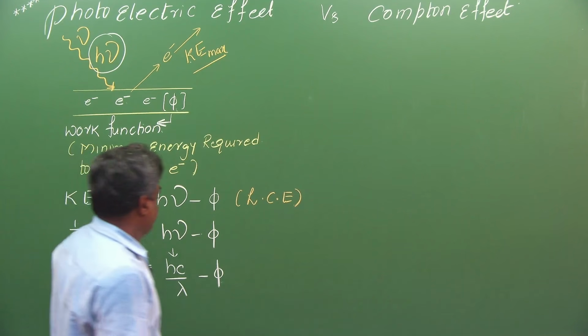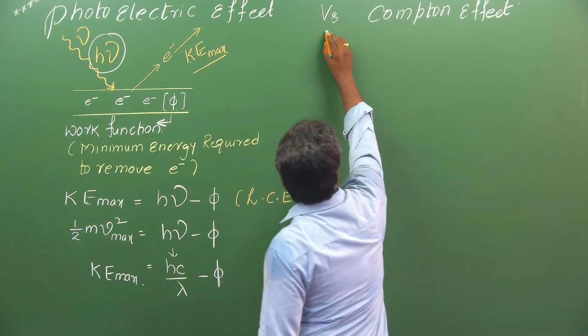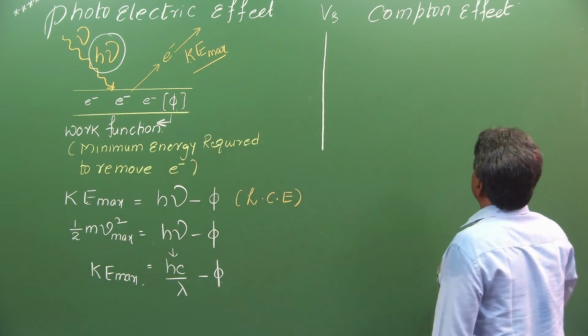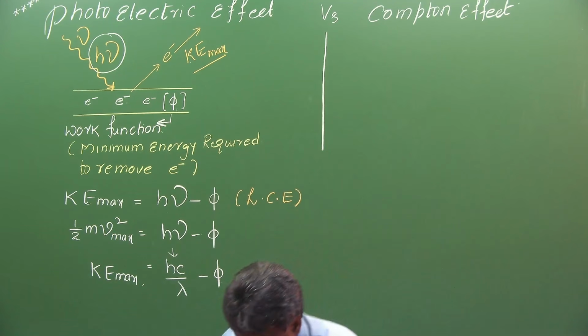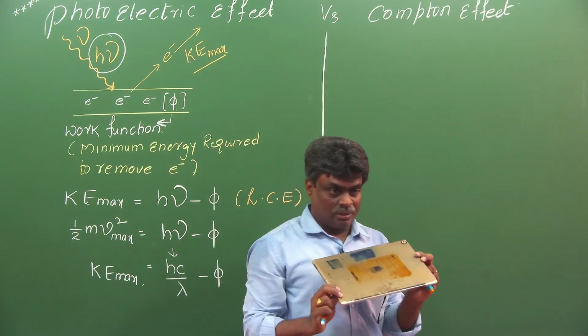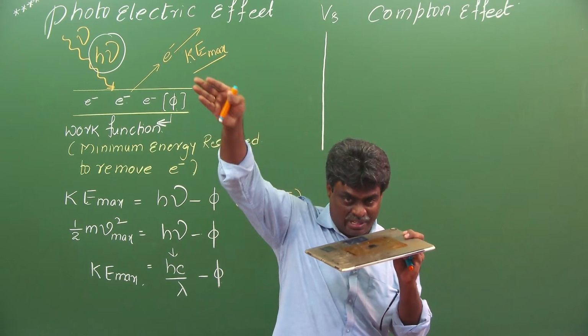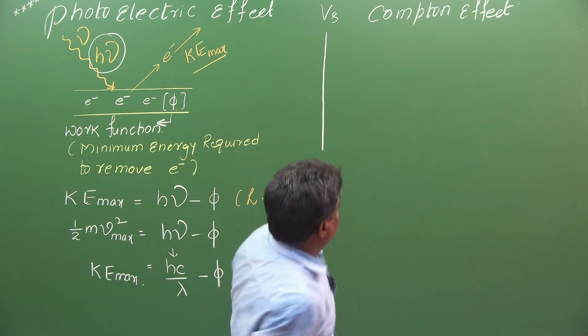Okay, cool. This is about the photoelectric effect. Now come to the Compton effect. In the Compton effect also, I have this metal plate again. So here I am sending some photons, X-ray photons or something. Then what is happening? See.